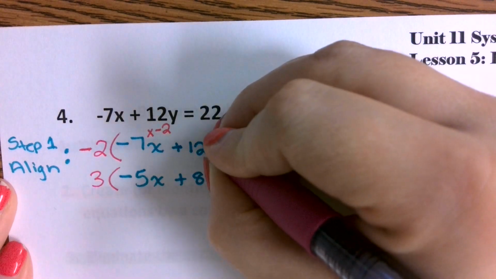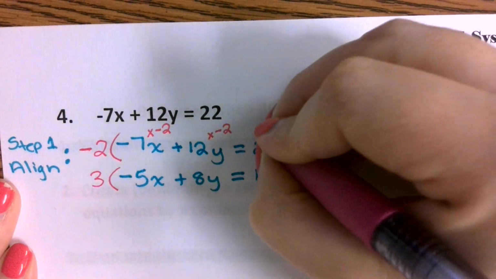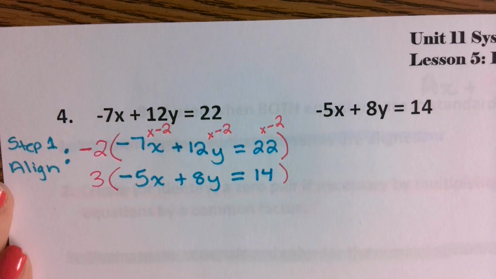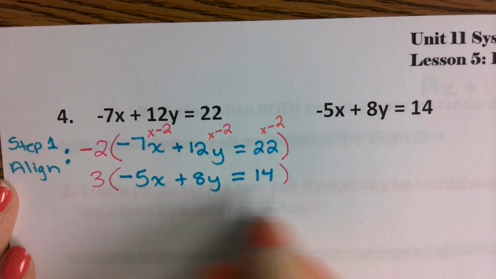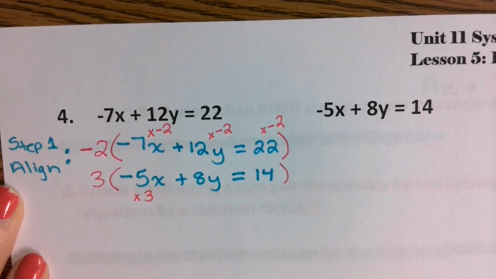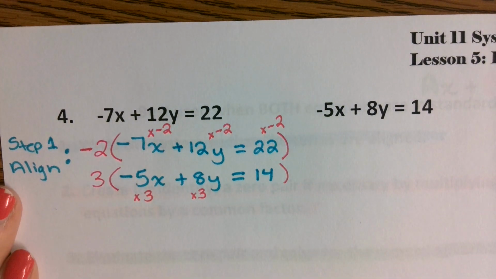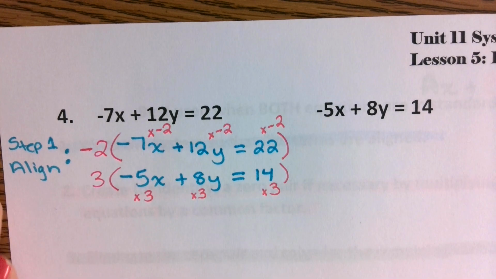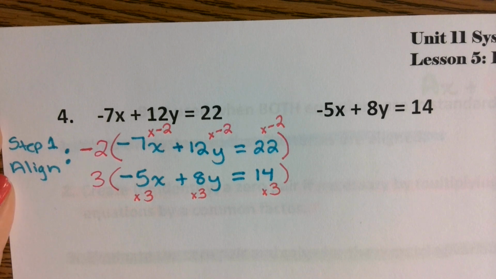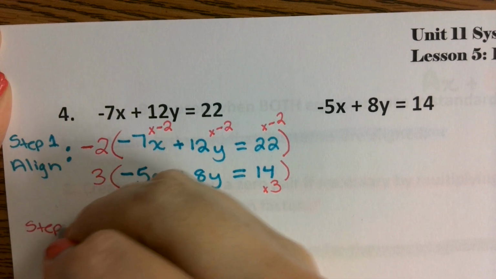I'm going to multiply the 12y by negative 2. I'm going to multiply the 22 by a negative 2. And then the same thing for the bottom equation. I'm going to multiply that negative 5x by 3. I'm going to multiply the 8y by 3. I'm going to multiply the 14 by 3. So doing so is going to create new equations. So that's what I did for step 2.